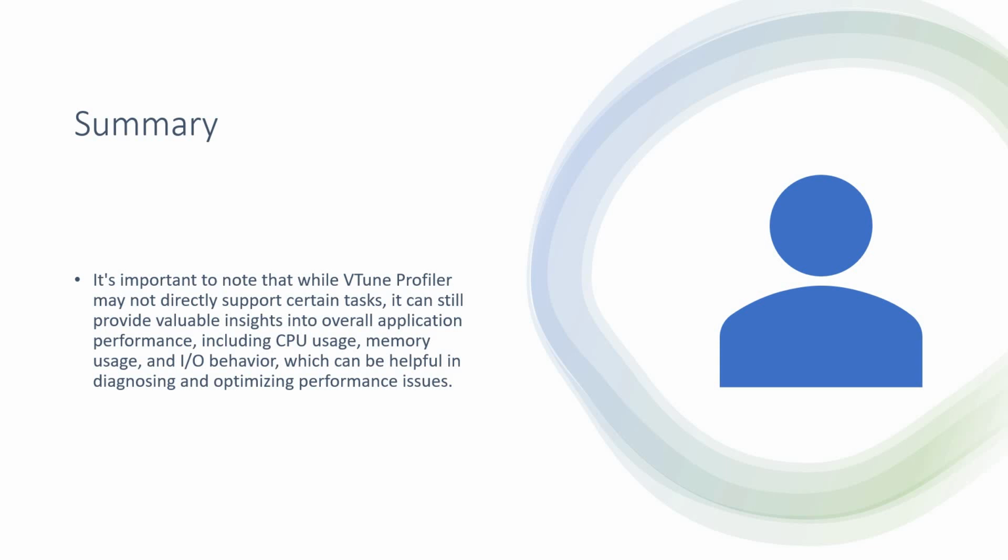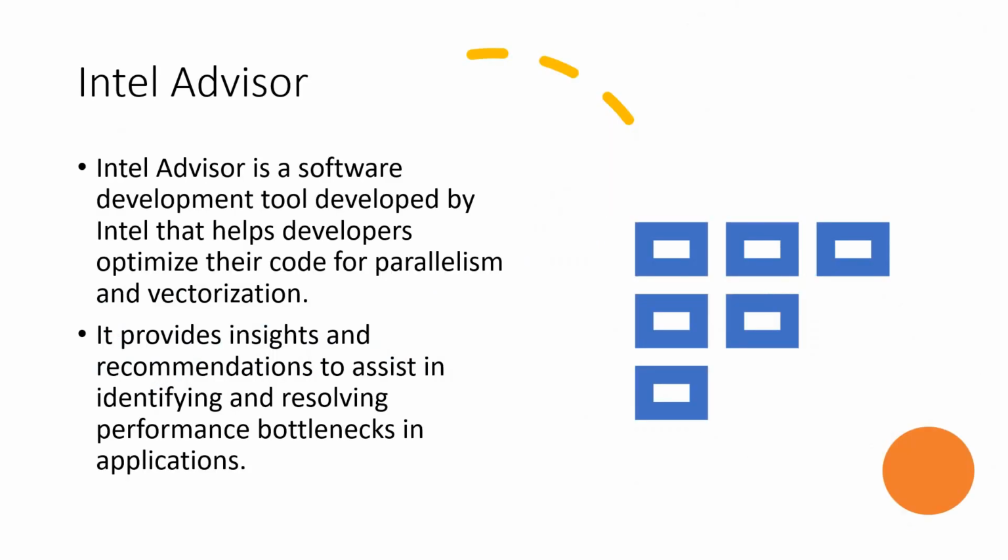Now, it's important to note that VTune Profiler may not support certain direct tasks, but nevertheless, it is always worthy to gain the insights, and that can help you in improving the performance overall and optimizing the system's efficiency. It can get you details on the CPU usage, the memory usage, IO behavior. All this can certainly help you in understanding how your system behaves, and you can improve the system by a huge volume. Let's get into Intel Advisor.